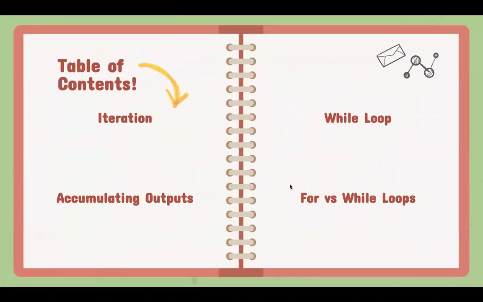So here's the table of contents of what we're going to be going over today. First off, we'll be covering iteration in general. Then we'll talk about accumulating outputs using for loops. Then we'll transition over to while loops, what they really are. And then lastly, we'll compare and contrast for versus while loops.